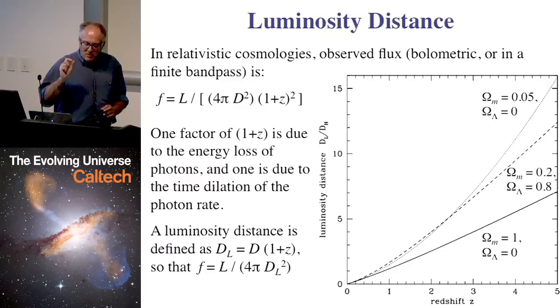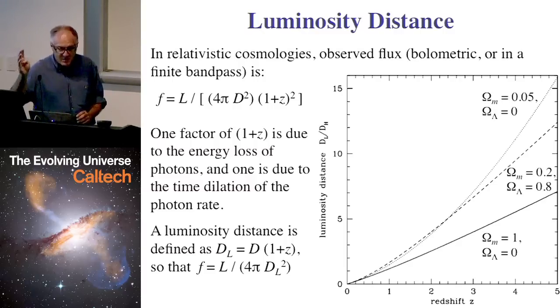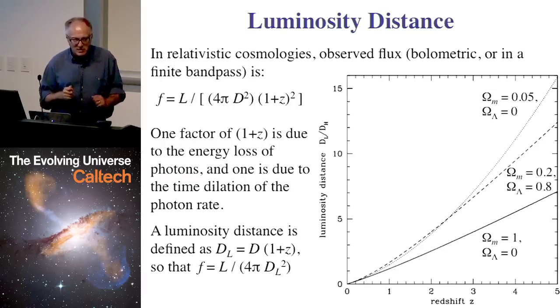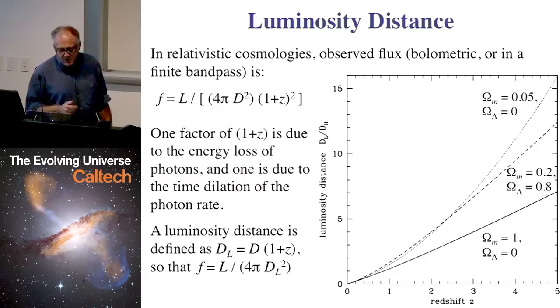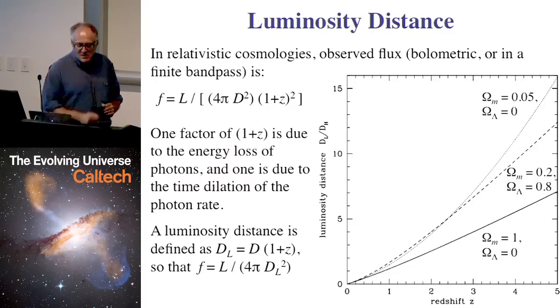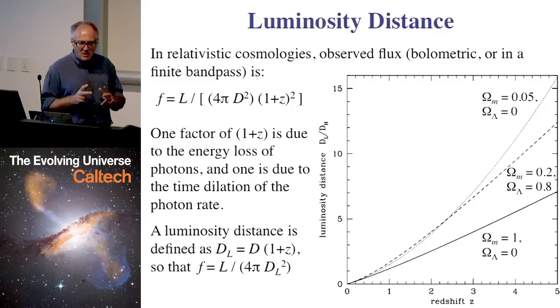So if you compute flux from some source of luminosity L, it will be L divided by 4 pi times the distance squared, the simple Euclidean case, and 2 extra powers of 1 plus redshift. One because of time dilation, one because of the stretching of the photons. So people bundle those and take the real distance times 1 plus redshift and call it luminosity distance. And that's the distance that you can use in the relativistic equivalent of the inverse square law.